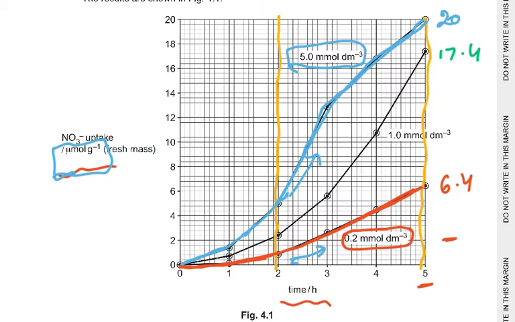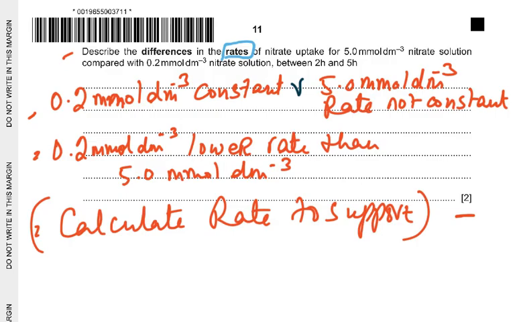Then 0.2 is a lower rate than 5, or you could have said 5 millimoles is a higher rate. And then you could do a calculated rate to support these answers. So 0.2 constant, 5.0 rate not constant, 0.2 lower rate than 5.0 millimole. You could also calculate, that's why I've left this in brackets, the rate on the 2 to 5 means in 3 hours: you would calculate the rate at the beginning and then at the end, and then divide it by 3.